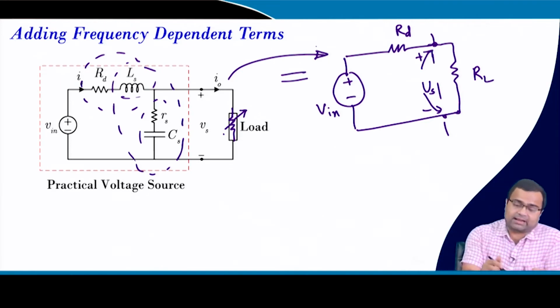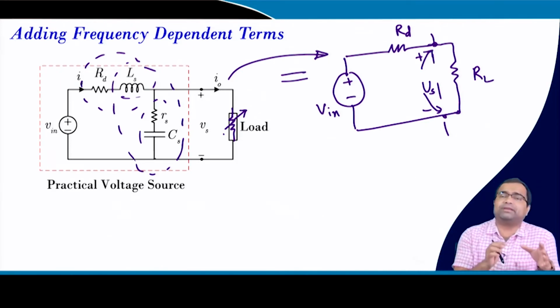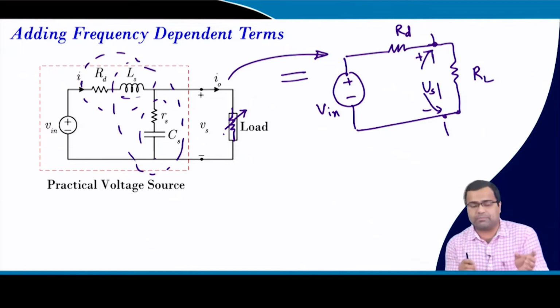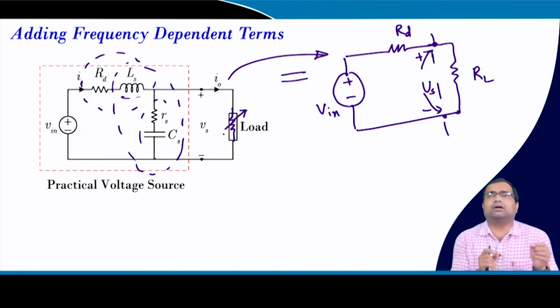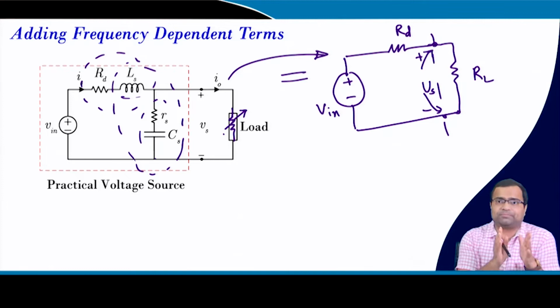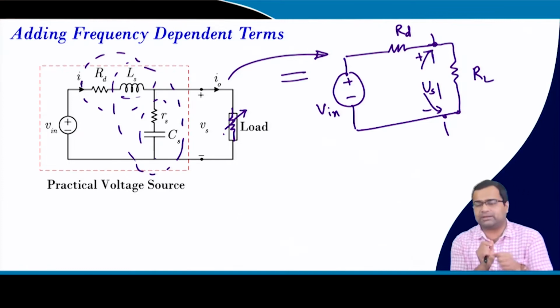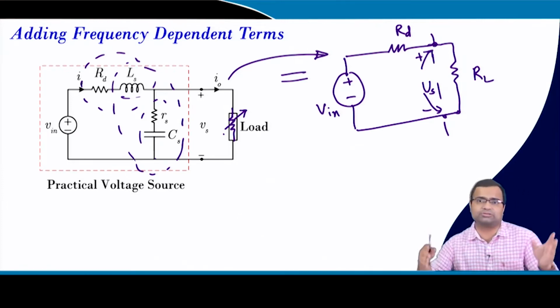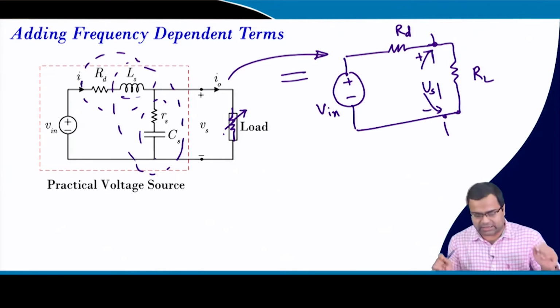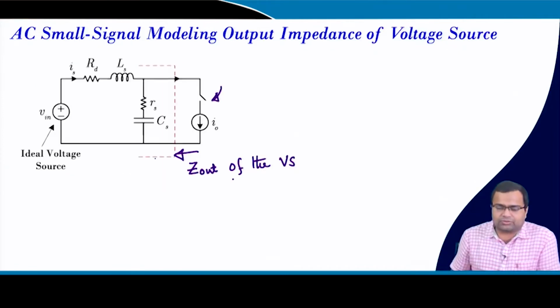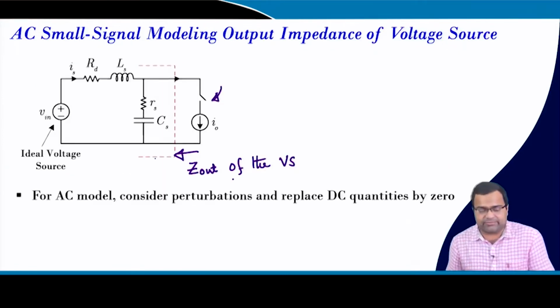Except that this LC oscillation may cause some oscillatory problem; for some specific choices of LC, you may end up with oscillatory behavior, but we are not talking about that. Okay? So, output impedance, transient behavior.